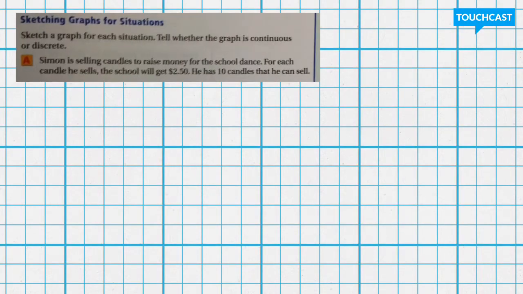Alright, let's look at our second example, sketching graphs for situations. We have to sketch a graph for each of the situations and tell whether the graph is continuous or discrete. So example A. Simon is selling candles to raise money for the school dance. For each candle he sells, the school gets $2.50. He has 10 candles that he can sell. So let's start by first drawing a graph we can use to graph the situation.